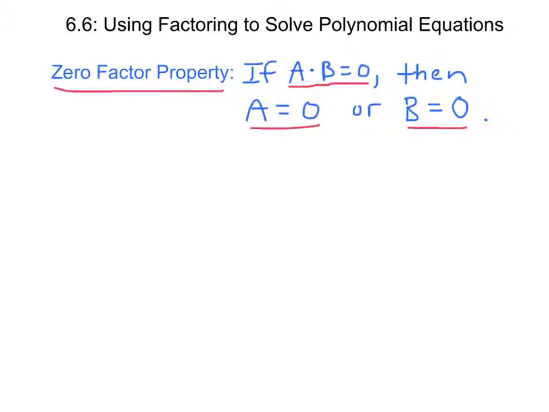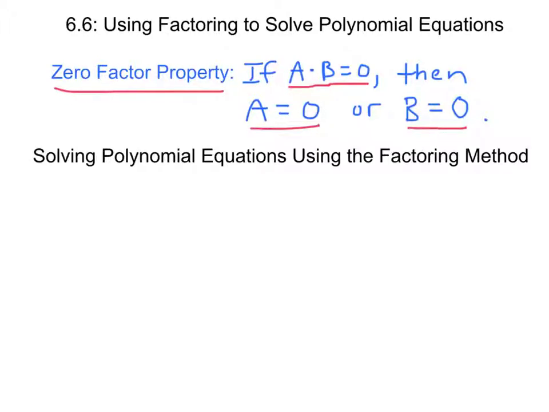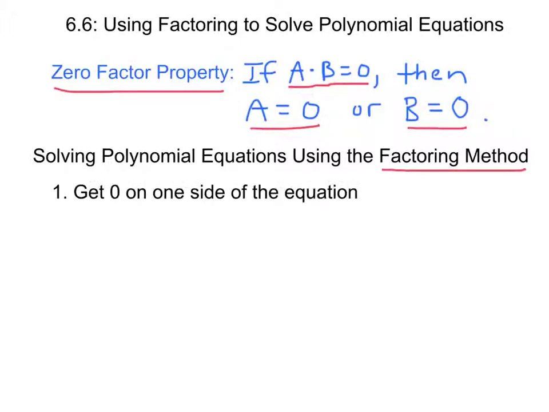And the way we use that to solve polynomial equations is first we'll get a 0 on one side of the equation, and then we'll factor the other side of the equation so that it's a product, a times b, and then we can set each factor, or each part of the factoring problem, equal to 0 and solve them separately. This process is often called the factoring method because you use factoring to solve the equation.